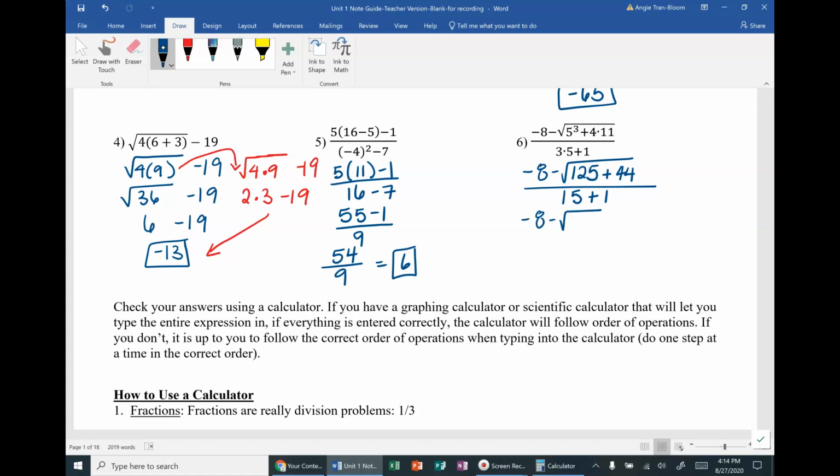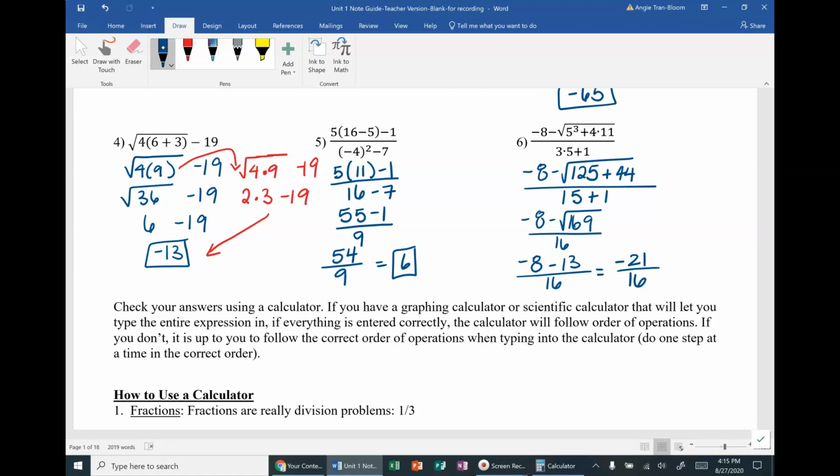That will give us 169 all over 16. Well, the square root of 169 is going to be exactly 13, so that will give us a nice number. On the numerator, we have -8, take away 13. That will give us -21 over 16.